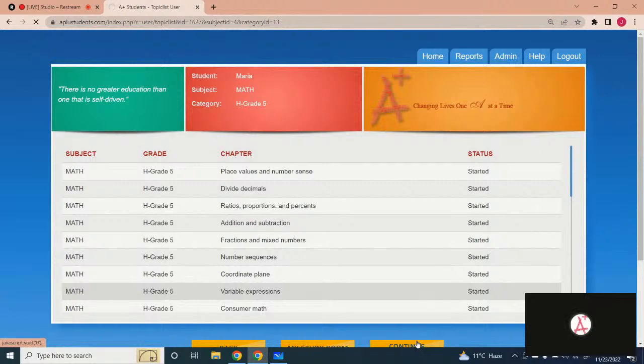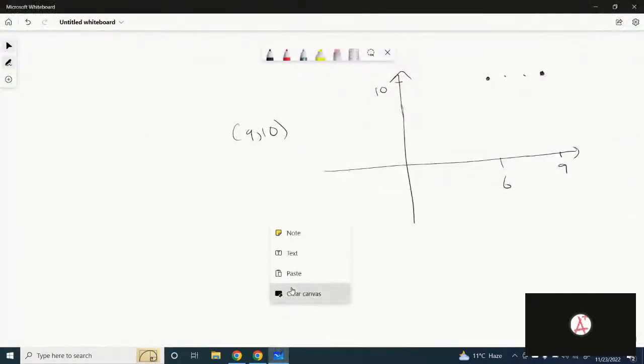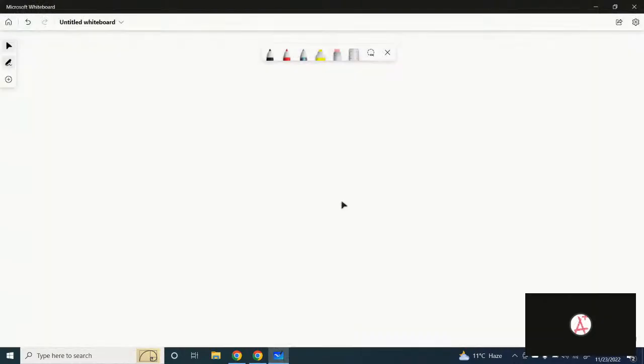Got it? Okay, let's just start with the new lesson chapter, that is variable expressions. So let's start with the first topic, that is write variable expressions. Okay, the new lesson is write variable expressions.